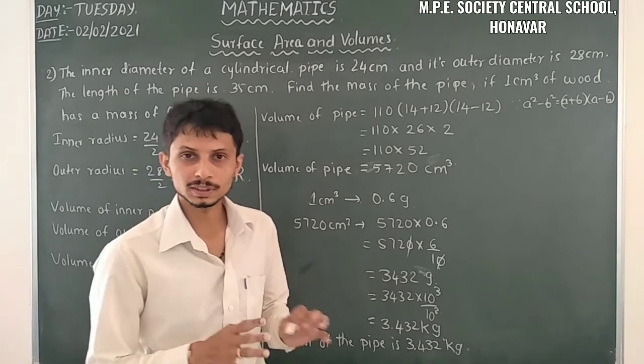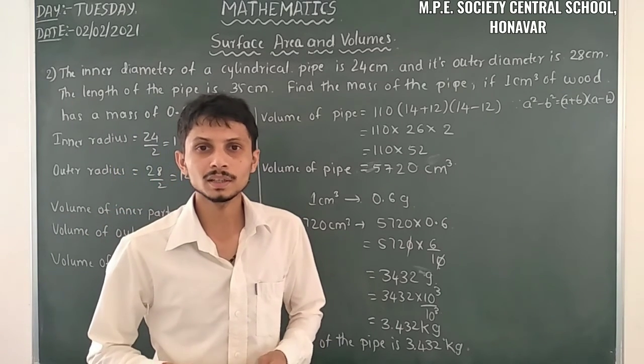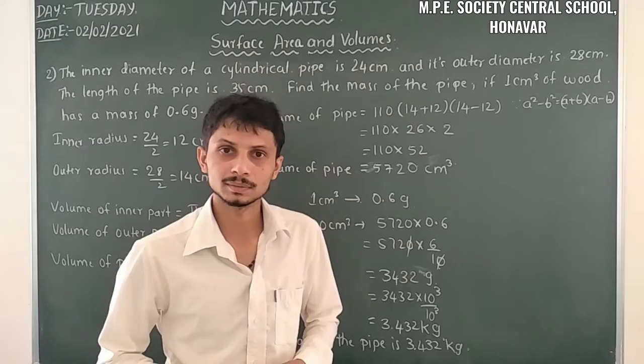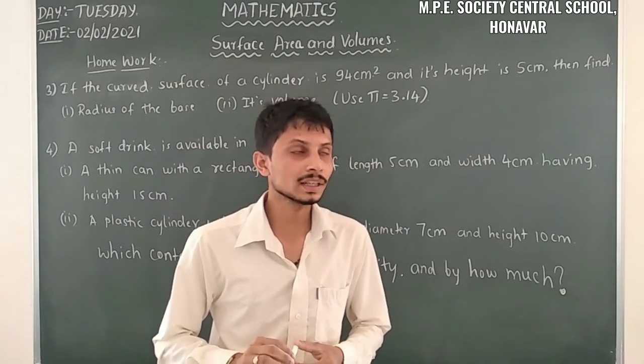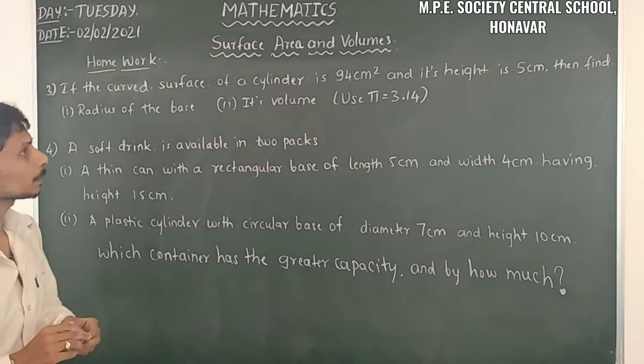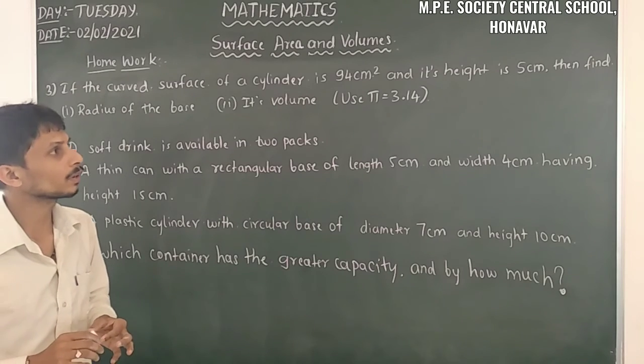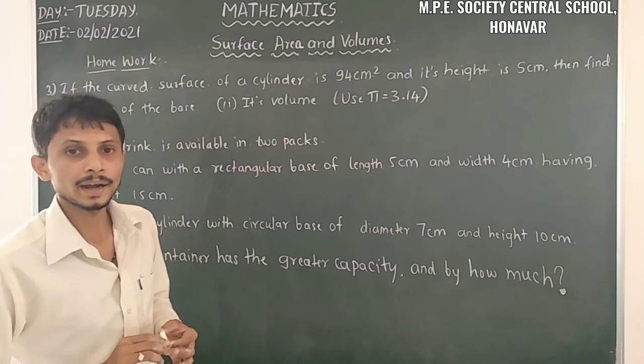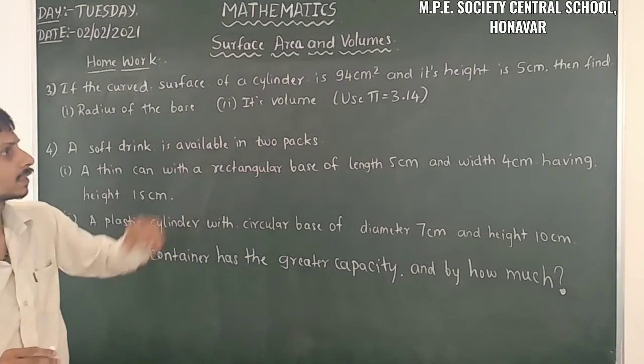So I hope you understood this problem. There are many problems, so let's take some homework. Here we have two homeworks. If the curved surface area of a cylinder is 94 centimeter square and its height is 5 centimeter, find the radius of the base and its volume.